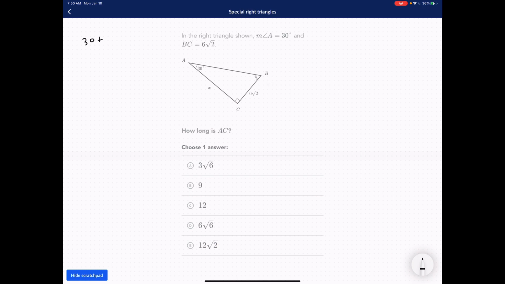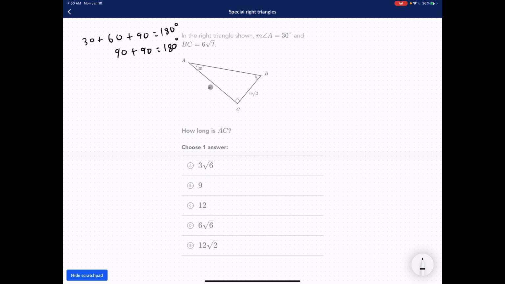So 30 plus 60 plus 90: 30 plus 60 is 90, plus 90 is equal to 180, right? So all of these interior angles equal 180 degrees. So that's that. And now my goal is to find x. What is this x value?